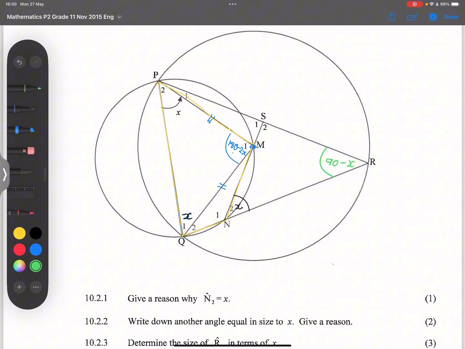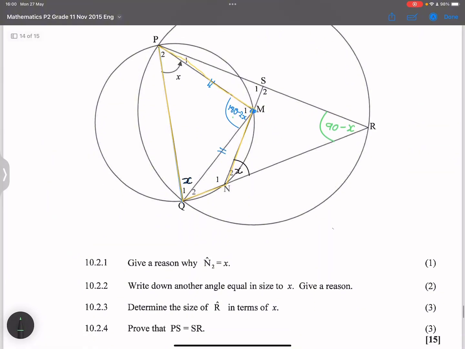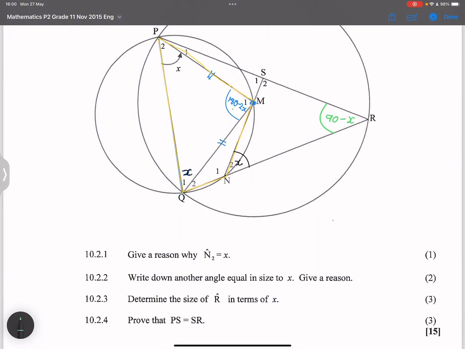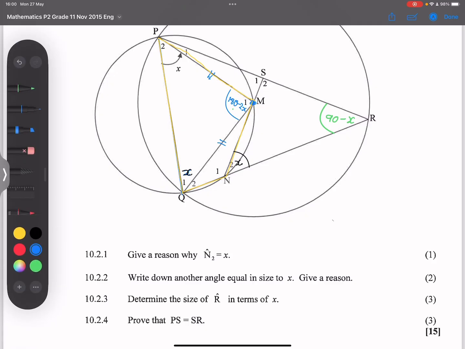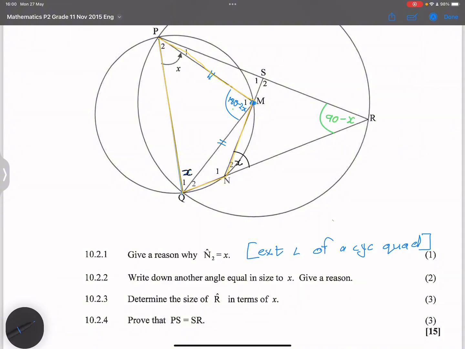All right, so let's quickly have a look at this. They said give a reason why N2 is equal to x. So why is N2 equal to x? What is the reason there? We said exterior angle of a cyclic quad. All right, so it is equal to x because it is an exterior angle of a cyclic quad.